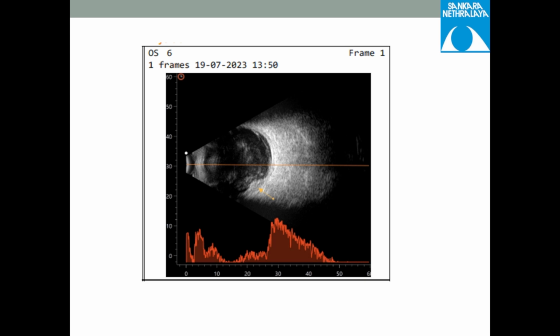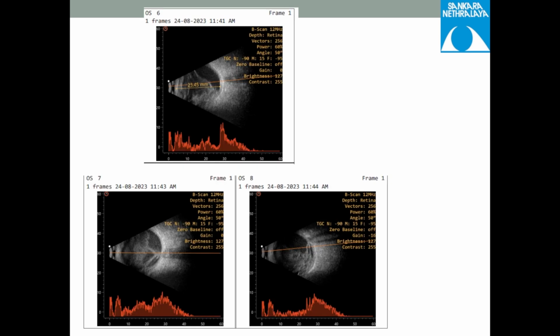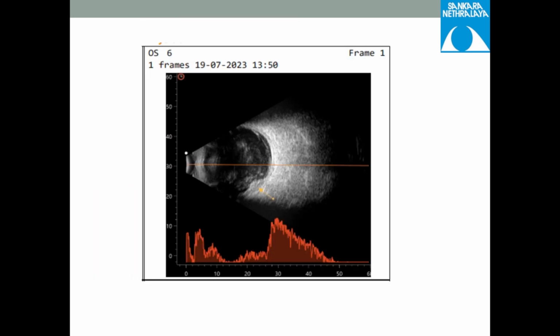Anyone else wants to describe it? You told it's a retinal mass lesion. How do you know it is retinal? It can be a choroidal mass lesion also, right? You describe it as a retinochoroidal elevation. Okay, so because you can't differentiate which is the retina, which is the choroid there.